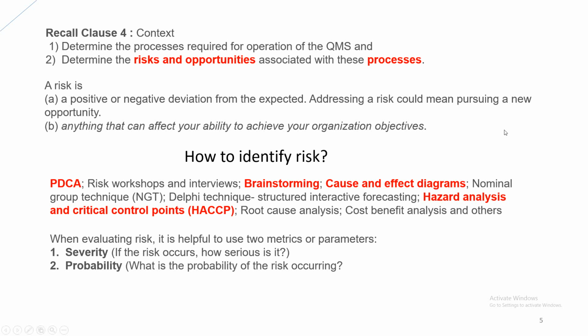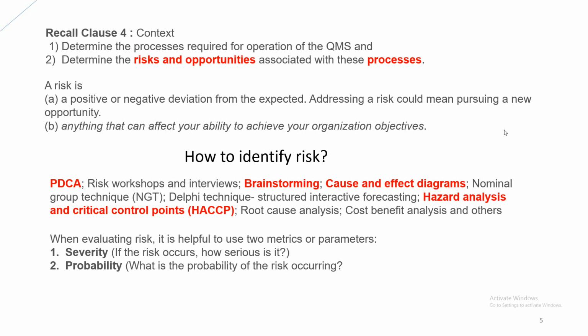What we learn in our course is going to be plan, do, check, action, PDCA, risk workshop and interviews. Well, some companies do this. Brainstorming, that I suspect many of you already know how to do. It's just brainstorm. Cause and effect diagram is something we can learn as a tool of the quality in this course. Nominal group technique, I'm not familiar. Delphi technique, you can read about this. Hazard analysis and critical control points. Hazard is something that we as food technologists should be familiar with. Okay. Root cause analysis, yes, we can cover that, but not necessary. Cost benefit, well, some companies do that.